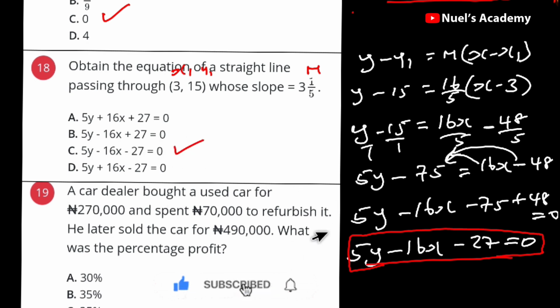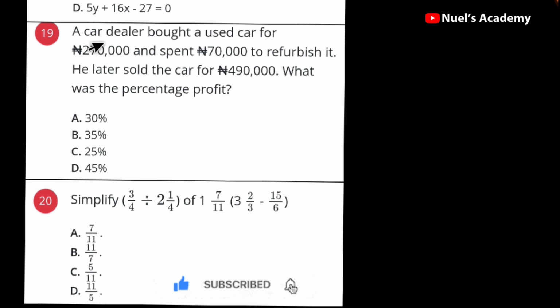Let's solve question number 19. Question number 19. A car dealer bought a used car for 270,000 and spent 70,000 to refurbish it. He later sold the car for 490,000 naira. What was the percentage profit?